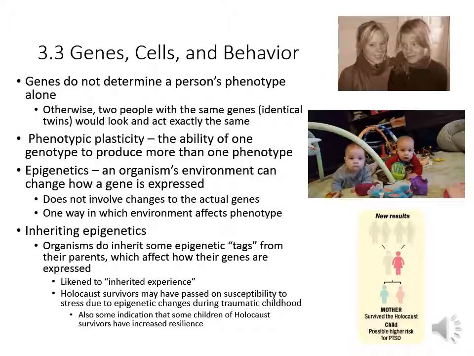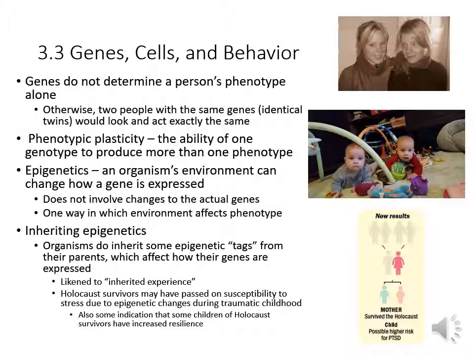Phenotypic plasticity is the ability of the genotype to produce more than one phenotype. Epigenetics is the fact that an organism's environment can change how a gene is expressed. This doesn't mean that the actual genes are changed. There is a next level of chemicals that can turn a gene on and off. And this is another way in which the environment affects our phenotypes.